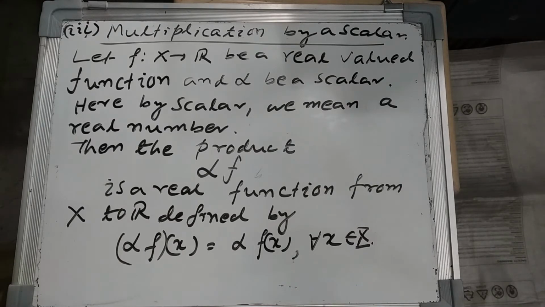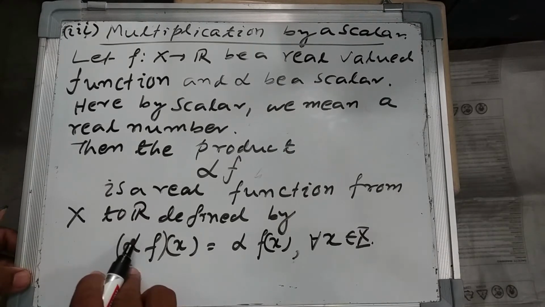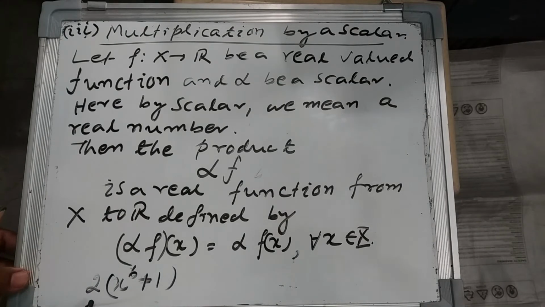Come to an example. 2 into x to the power 6 plus 1. So 2 is my alpha and this f(x) we have taken earlier, x to the power 6 plus 1. This result will be 2 into x to the power 6 plus 2 into 1, in this form.